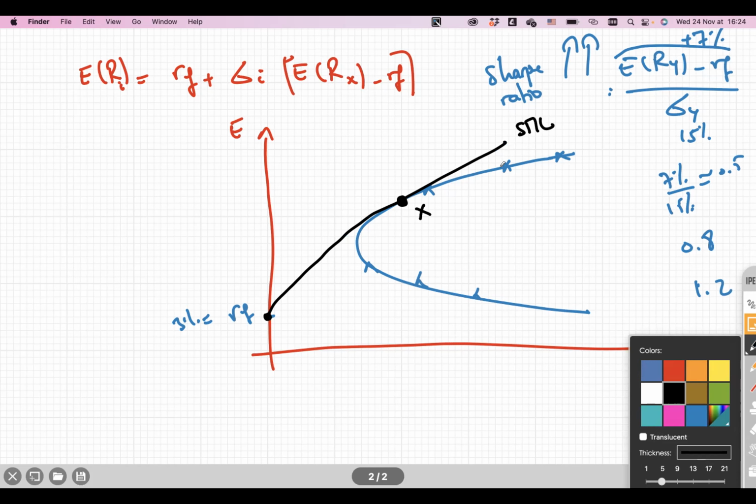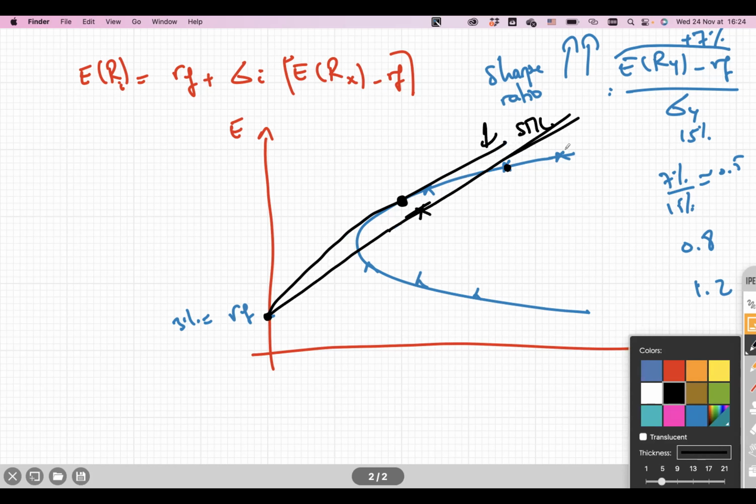You can, for example, if you want to build an SML using this envelope portfolio and RF, you will get this line. But this line is under this one, right? So this one is better.